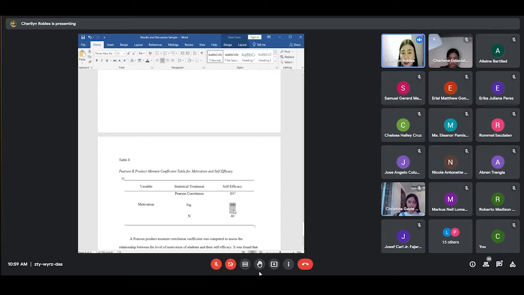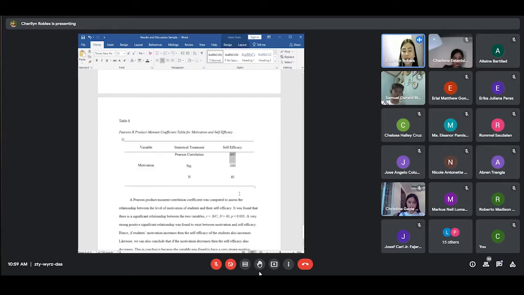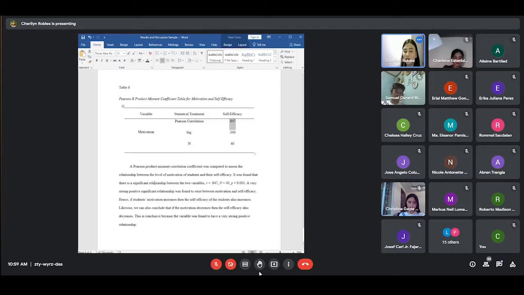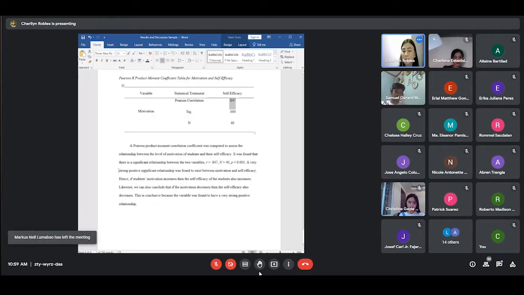And if that's the case, this p-value is less than our level of significance of 0.05, meaning it is significant. So there is a significant relationship between the two. And if you look at your Pearson r chart, what is the interpretation for 0.847, or what type of relationship do they have? You will find out that they have a strong positive significant relationship.